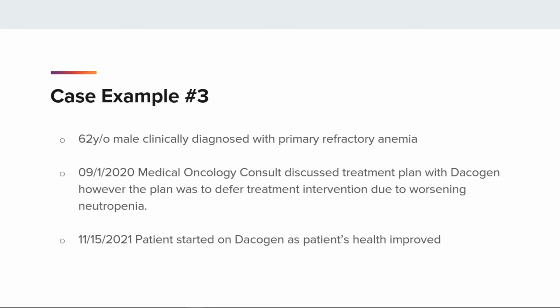Here is our next case example. We have a 62-year-old male who was clinically diagnosed with primary refractory anemia in September of 2020. The medical oncology consult dictated that a treatment plan was discussed with Dacogen, but it was deferred due to the patient's worsening neutropenia. So in November 2021, the patient's health improved and the Dacogen was started.